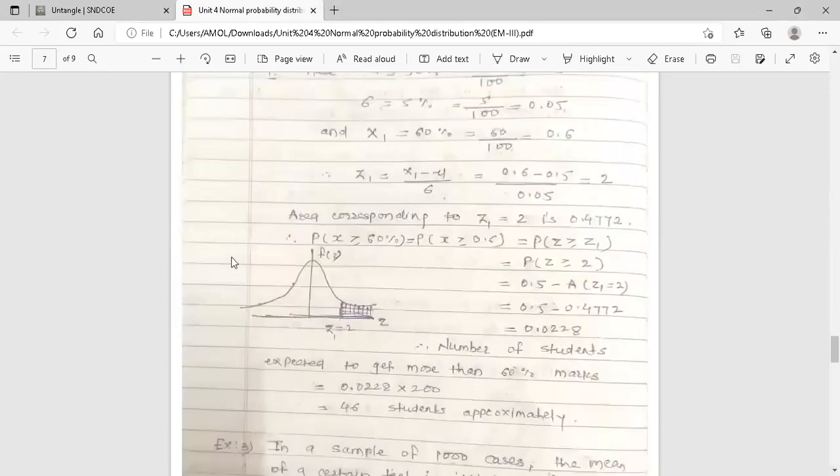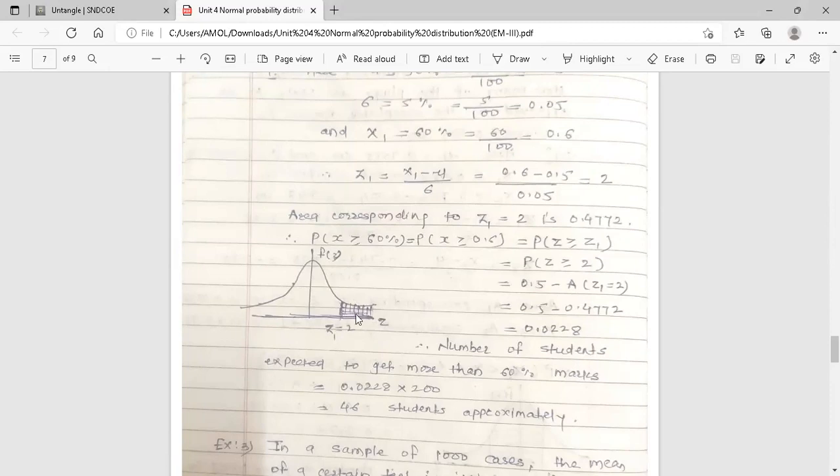Now you draw the diagram. Here the value of z1 is plus 2, so z1 lies on the right-hand side of the normal curve. Here is z1, equal to 2. We want the probability when z is greater than z1, so you find the area of this shaded portion. This is nothing but the probability when z is greater than z1.